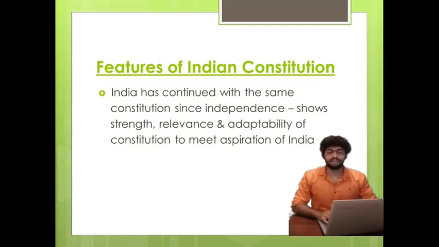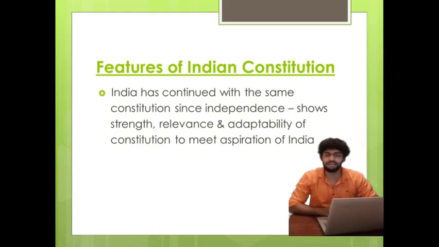Summarizing the discussion on the Indian Constitution and all its features, I would like to make an important point. It is important to note that India has continued with the same Constitution since independence, and this shows the strength, relevance, and adaptability of the Indian Constitution to meet the aspirations of India. There are several countries in the world which have brought in several versions of the Constitution. However, this is not so in the case of India. India has continued with the same Constitution and it has been modified to meet the aspirations of people. So all this shows the very strength and vitality and the very relevance of the Constitution.